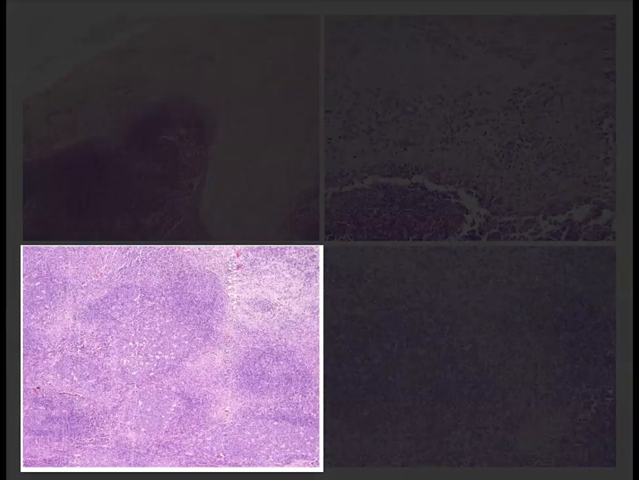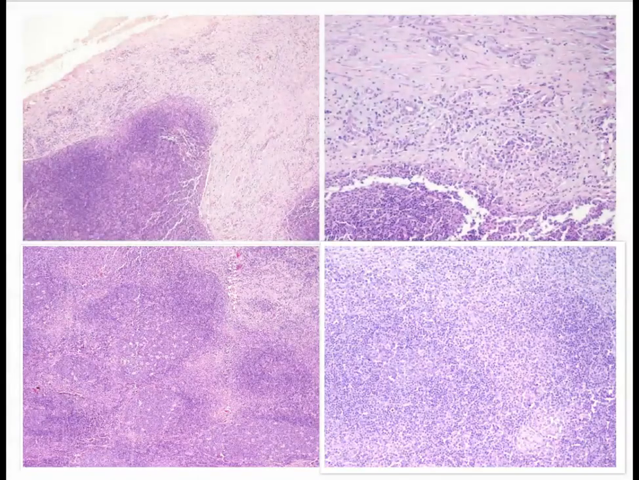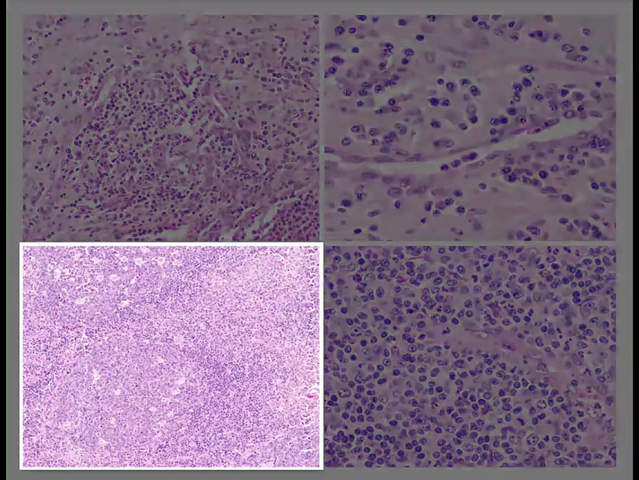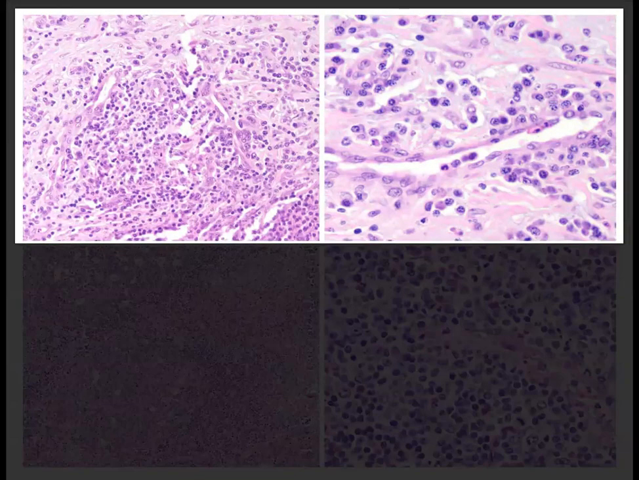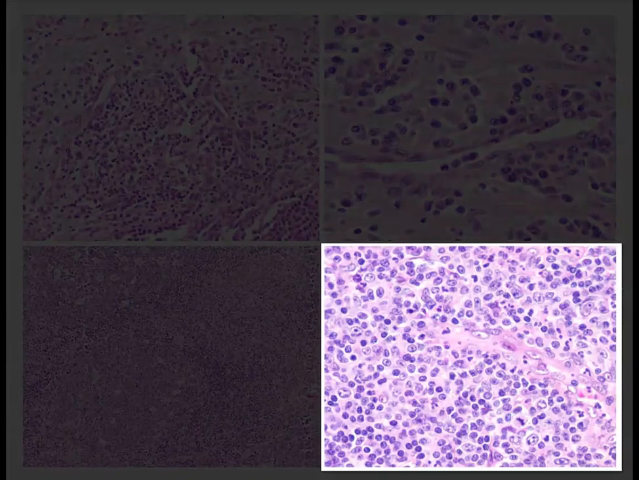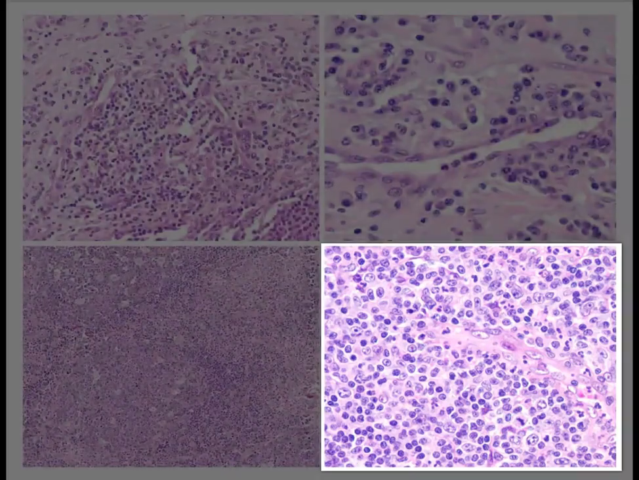The lymphoid follicles display hyperplastic germinal centers, and increased plasma cells are seen in the interfollicular region, although they are not discernible at this magnification. Once again, we see the hyperplastic germinal centers, aggregates of perivascular plasma cells with stromal fibrosis, and increased plasma cells in the interfollicular region.